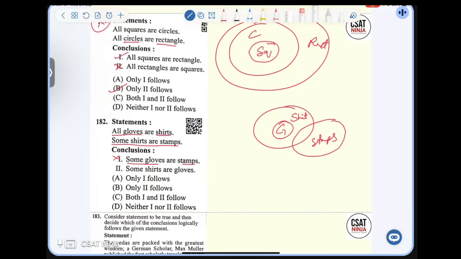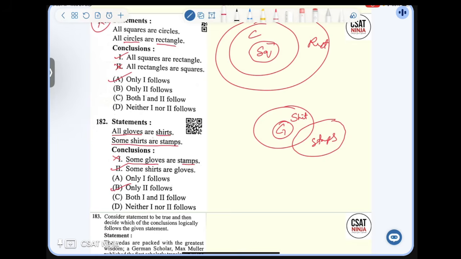Some shirts are clothes, which simply means some of the shirts are clothes. That means inside the shirt there belongs a cloth, which means a certain part of the shirt is cloth. So this will follow. So option 2 will follow. Oh, this one is option 1, right?